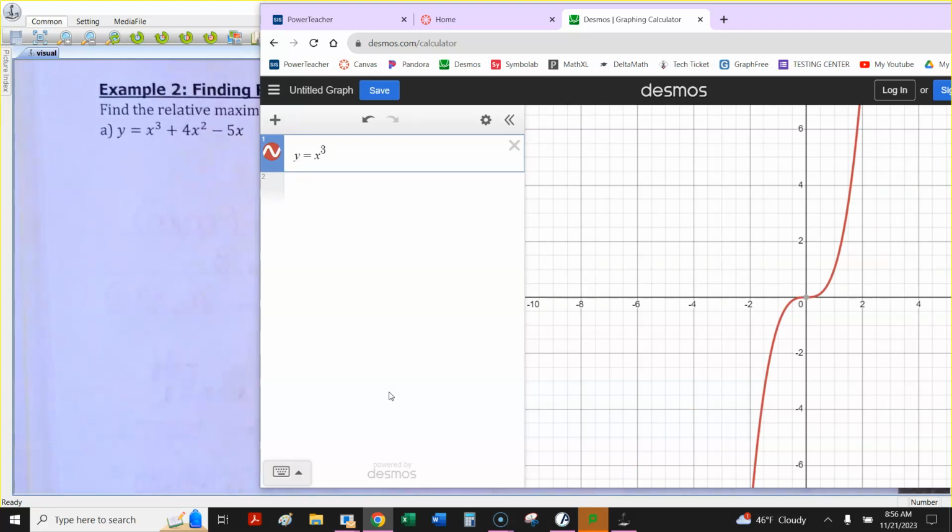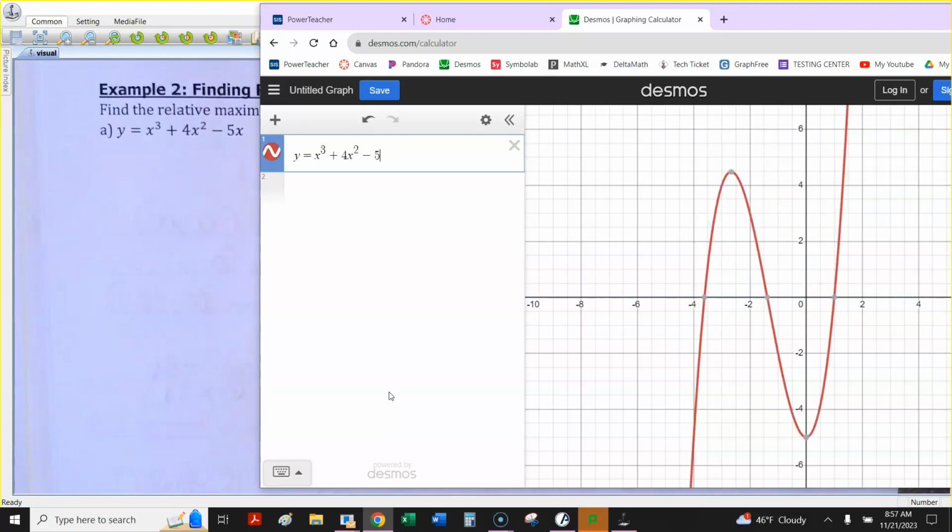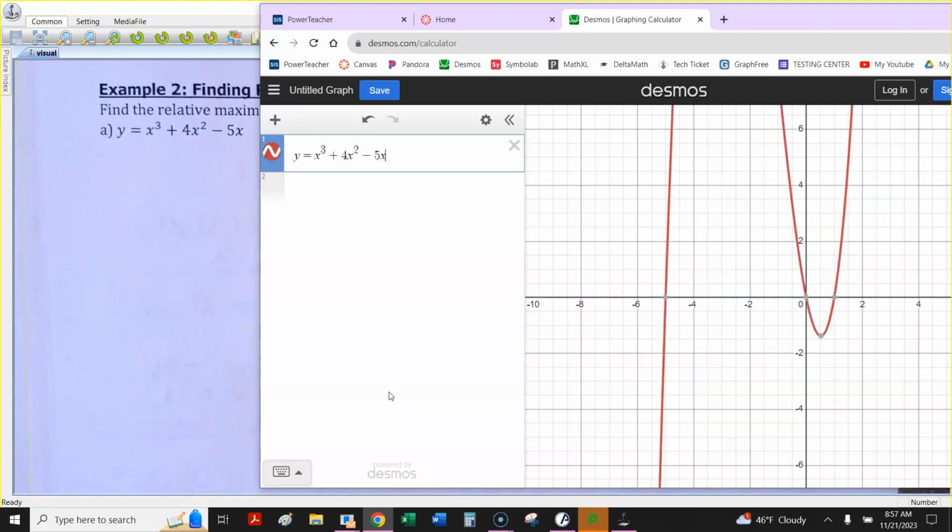Do you guys remember how to do an exponent? Shift 6, shift, and then the number 6 will give you an exponent. I am going to use the arrow key to get out of the exponent, and then I'm going to put plus 4x, and then minus 4x squared, and then minus 5x.